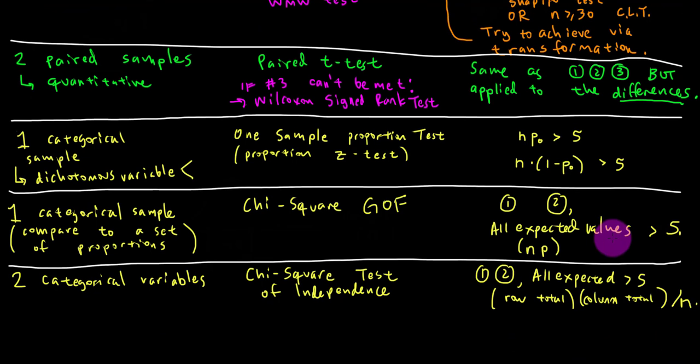Okay, so we did not discuss a backup test for the goodness of fit chi-square test. However, we did for the test of independence. If the expected values are less than or equal to 5, then we can use Fisher's exact test.